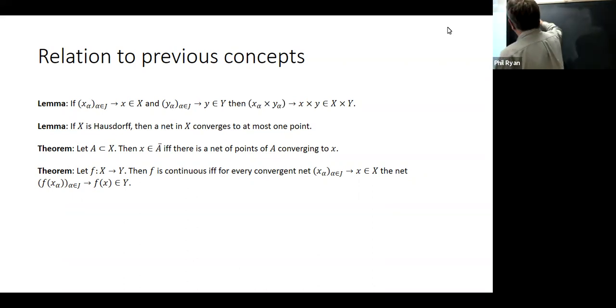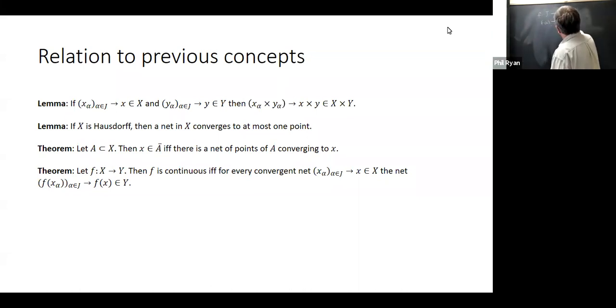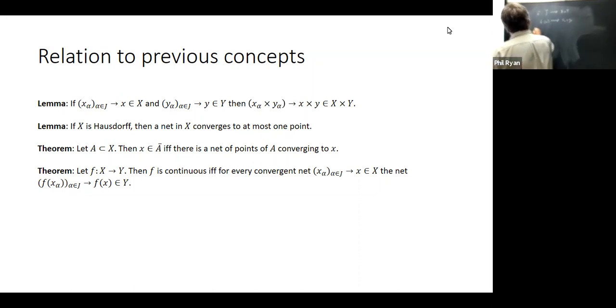Right, so what is our net going to be? Our net is going to be a function from our directed set J into X cross Y, where f of alpha is going to be x of alpha cross little y of alpha. Okay, so the net is well defined. Why does it converge? Why is it that this net converges to little x cross little y?